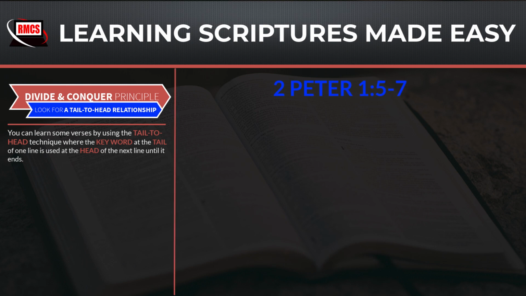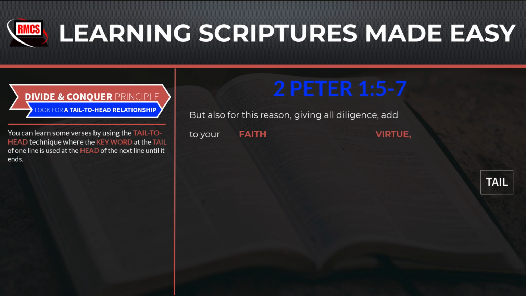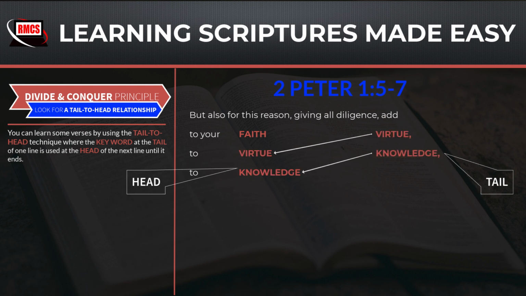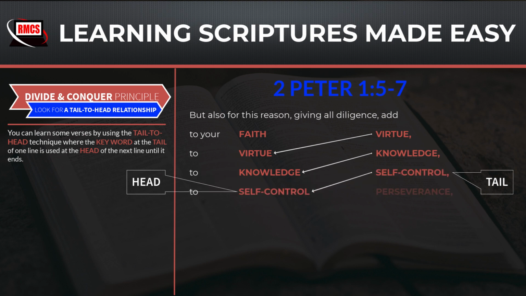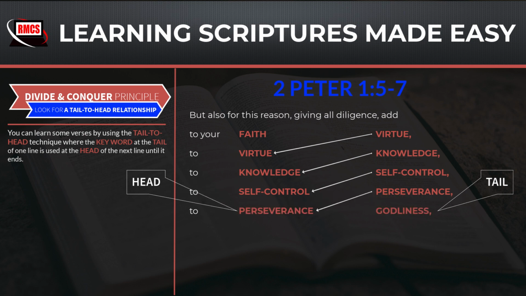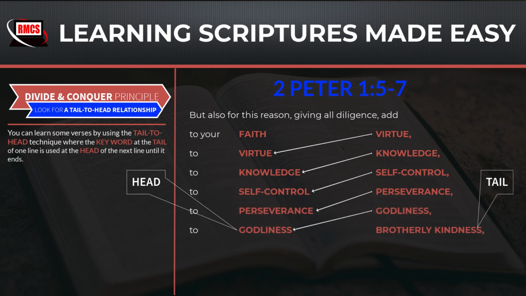2 Peter 1:5-7 says, "But also for this very reason, giving all diligence, add to your faith virtue, to virtue knowledge, to knowledge self-control, to self-control perseverance, to perseverance godliness, to godliness brotherly kindness, and to brotherly kindness love."